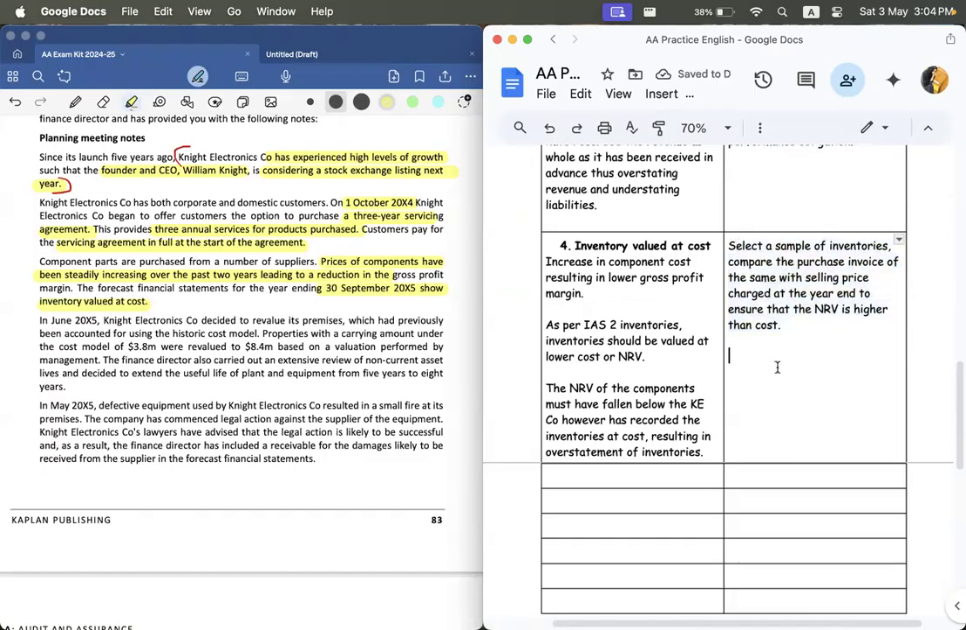Okay. So if they are very confident about the inventory being at cost, that is lower of cost, then you're going to take the inventory, you're going to check it with the purchase invoice and the listed price. That means they would have a selling price listed, right? So you're going to look at the selling price and you're going to ensure that the NRV is actually higher than the cost. Clear, no?